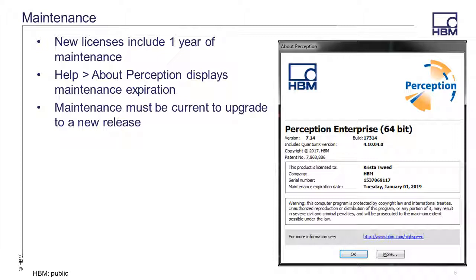HBM typically releases 2 versions of Perception software each year. Any user with current maintenance can update and get access to any new features that are part of the new software.